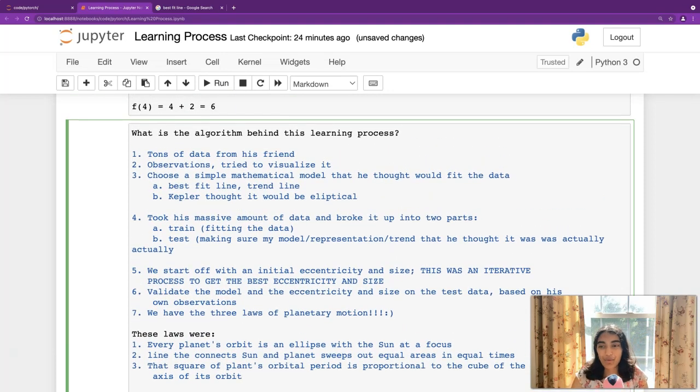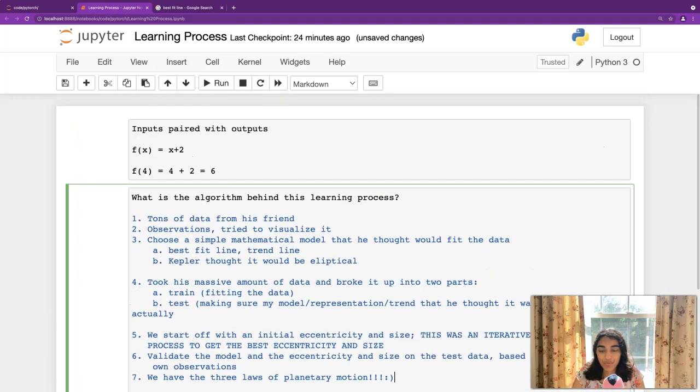But the main points to note are these 7 steps. These are essentially what's going on behind this learning process. This is the algorithm. These are the steps you need to take. And PyTorch has the tools to help us with this algorithm.